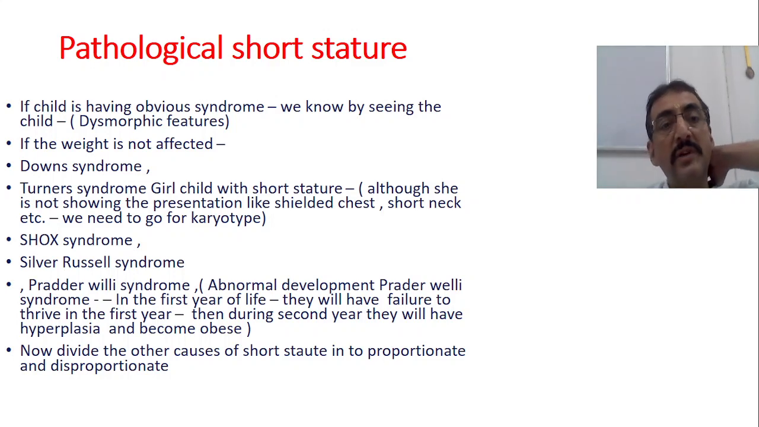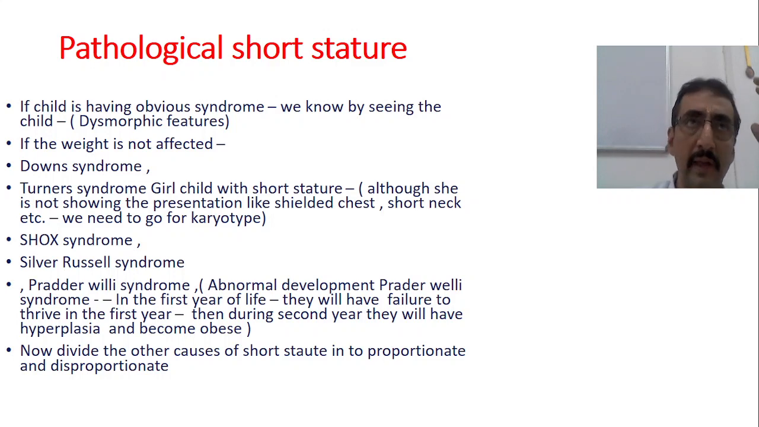Usually a Turner syndrome child will have short stature, although she may not show any presentation like shielded chest, short neck, etc. So we need to go for the karyotype. Any female child coming with short stature, you must first suspect Turner syndrome. That is a must and should. So that's the rule.